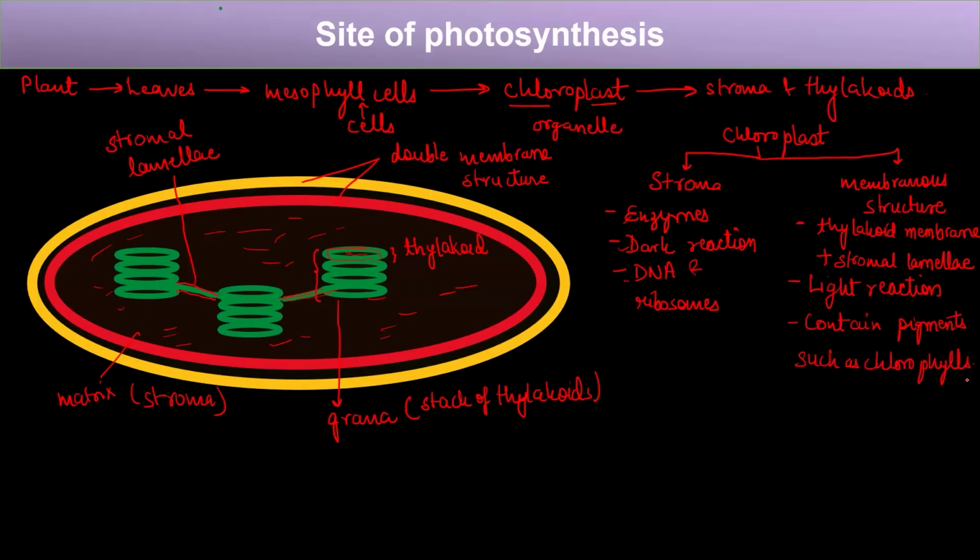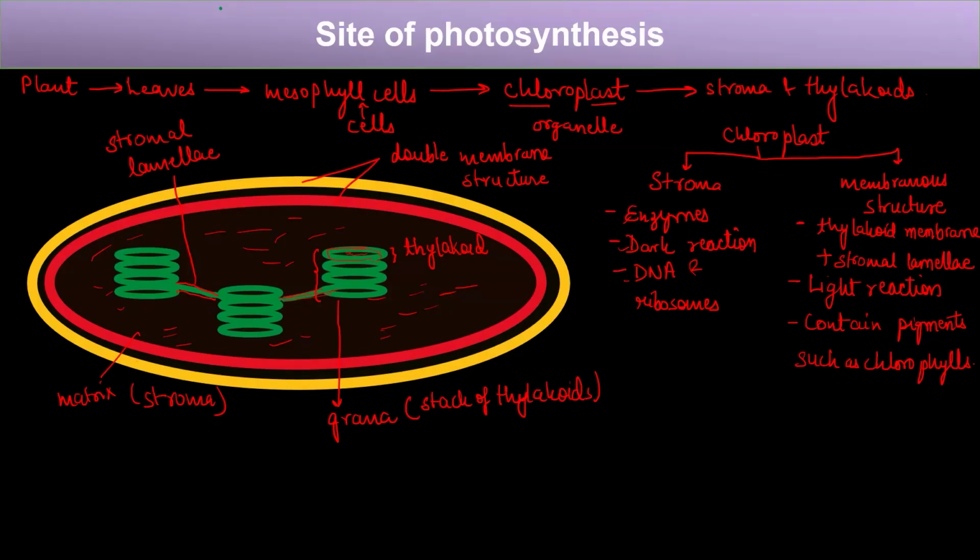Okay. So the chloroplast is divided into two different compartments. The first is the stroma, that is the matrix, and the second is the membranous structure that consists of membranes, mainly the thylakoid membrane and the stromal lamellae. And this is the site of the light reaction.